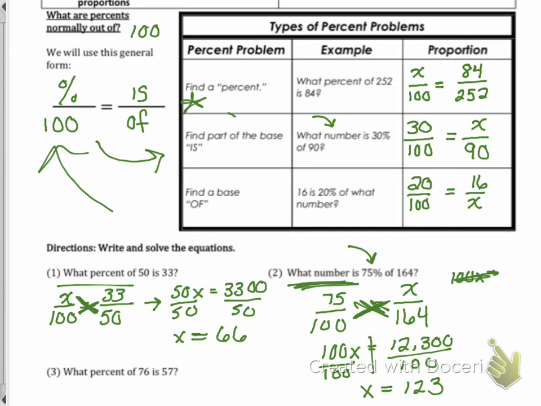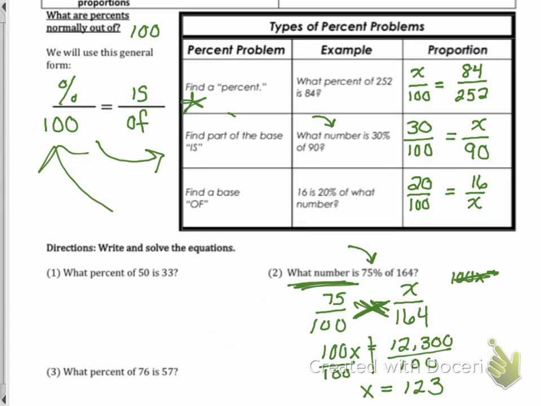And then finally, number 3, all the way at the bottom here, I don't know if you guys can see it. So what I'm actually going to do is erase my work for number 1, just so I have somewhere to write my work for number 3. So for number 3, it says, well, what percent? Okay, so I don't know my percent. So x over 100 of 76 is 57.